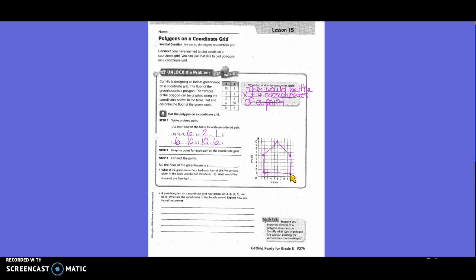So the floor of the greenhouse is a polygon. What is a polygon? But what polygon? A pentagon.